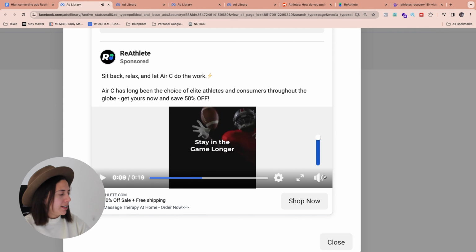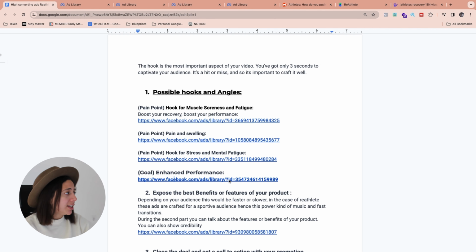So as you can see, in the first 3 seconds, they're saying "improve your athletic performance," which is the main goal of athletes. And this is how they chose to catch people's attention. So this is what we want to do with our product. After doing our research, we want to brainstorm on the sentences, targeting those specific pains and goals. And I'm sure you will do a fantastic job.